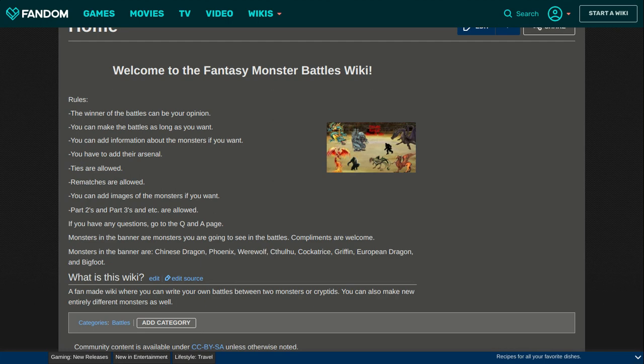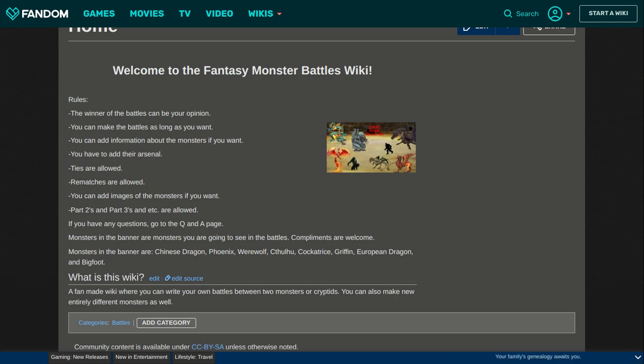You can make the battles as long as you want. You can add information about the monsters if you want. You have to add their arsenal, like what weapons do they have? Ties are allowed. Rematches are allowed. You can add pictures of the monsters if you want. Part twos and part threes and etc. are allowed. If you have any questions, go to the Q&A page.